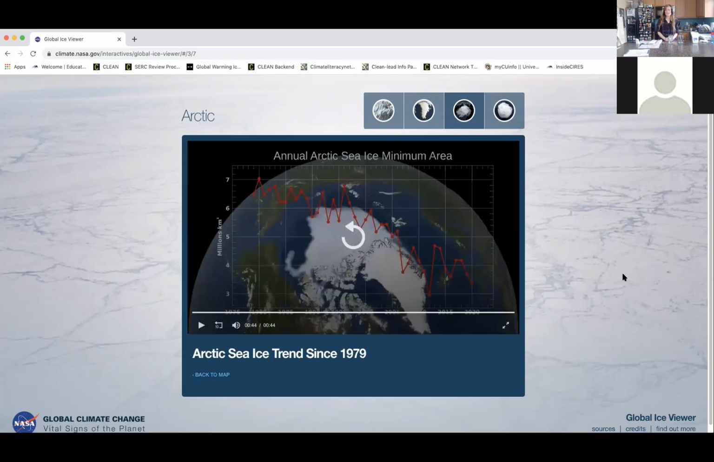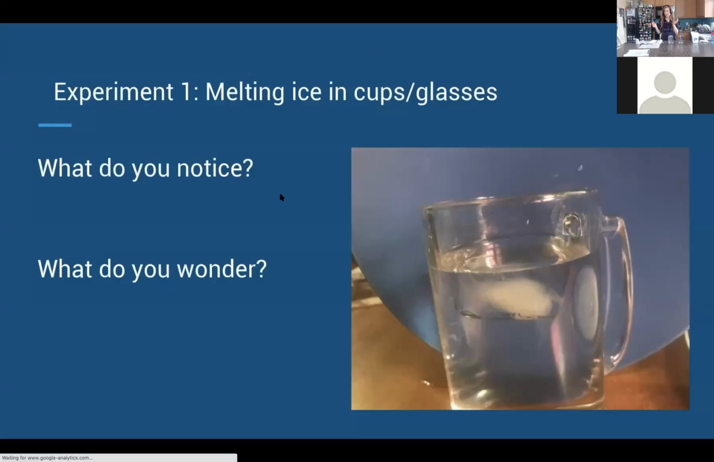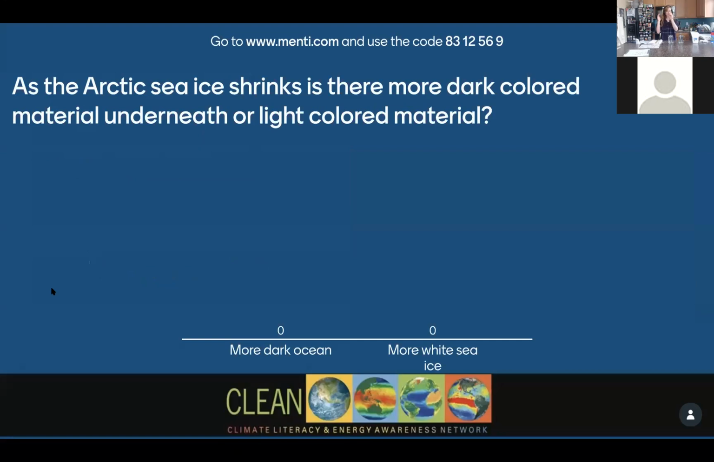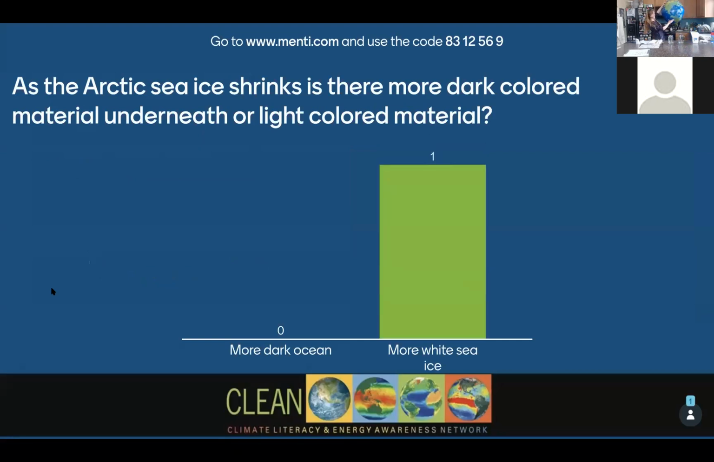So this leads us to our next poll question. Is everyone ready? As the Arctic sea ice shrinks, as it gets smaller, is there more dark colored material underneath or light colored material underneath? From space. Now think about it from space.